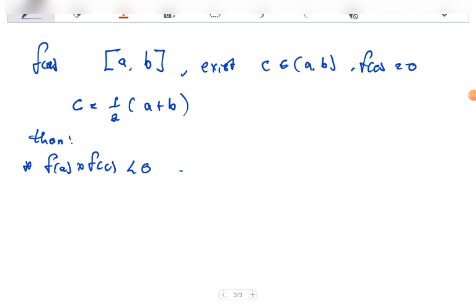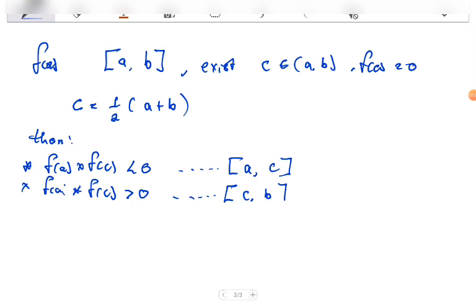You see? So if f of a times f of c is greater than 0, it tells you that the root lies in between c and b. So if it lies between c and b, you are going to take this one here, so this now is going to become the new a and b, and this here is also going to become a new a and b, and you continue finding c. You find c, this is going to be c1, you find c2 up to cn.